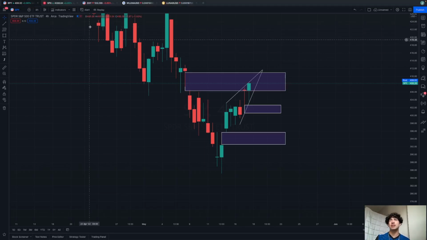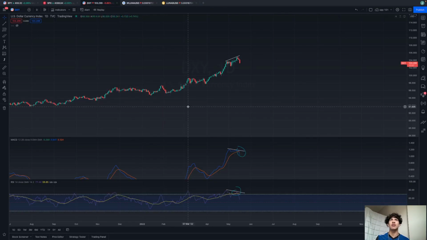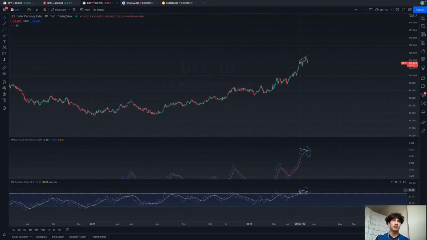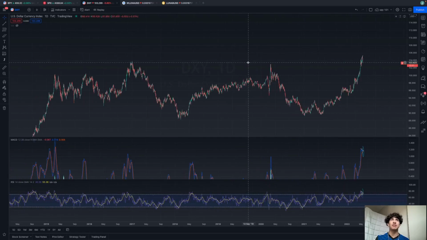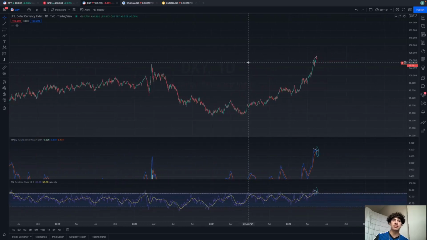There still seems to be more downside on the dollar. There's decent room for it to move down still, so we'll see how that goes and keep an eye on it. Now we're going to move on to the inverted yield curve.